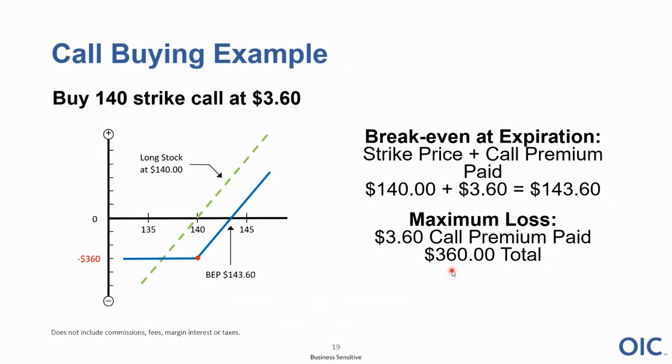So if I buy this call, the most I can lose is $3.60. If I were a seller of this call, the most I can make would be $3.60. So buying a call, we buy the 140 strike. Our break-even point is going to be the strike plus our premium, and our maximum loss is going to be that premium paid.